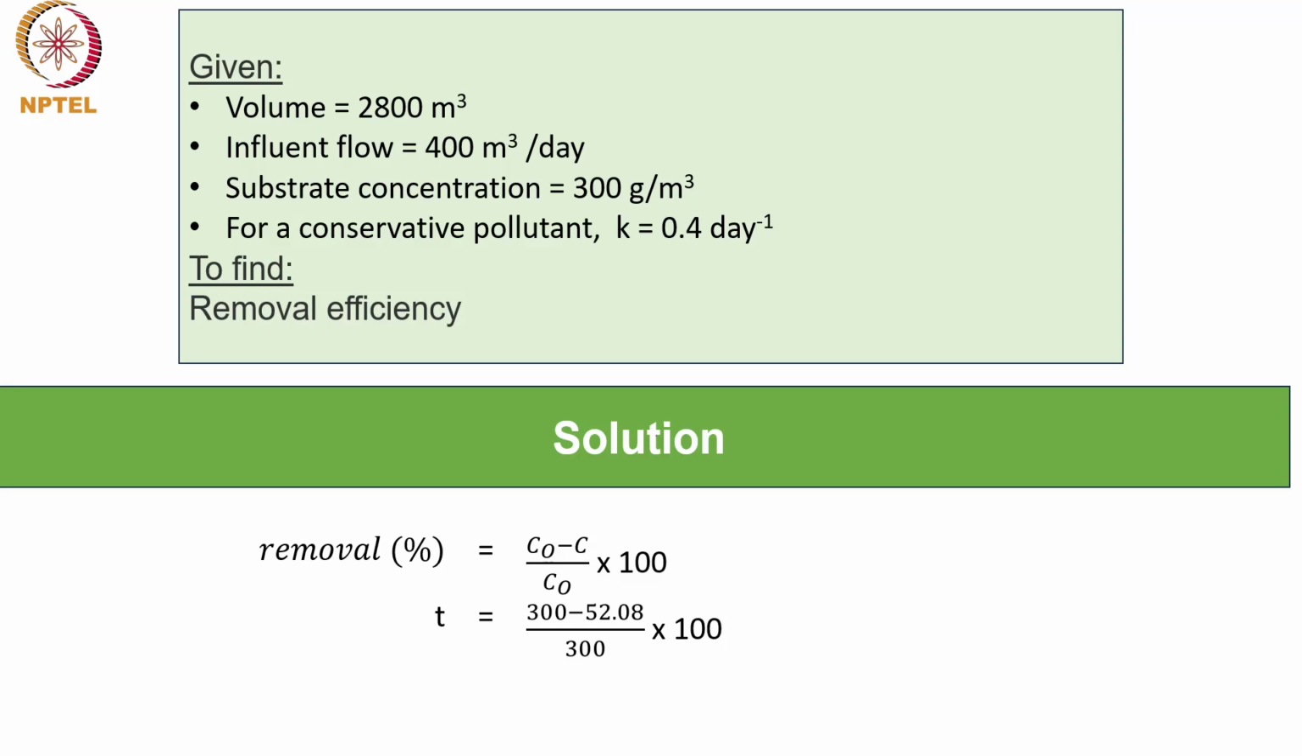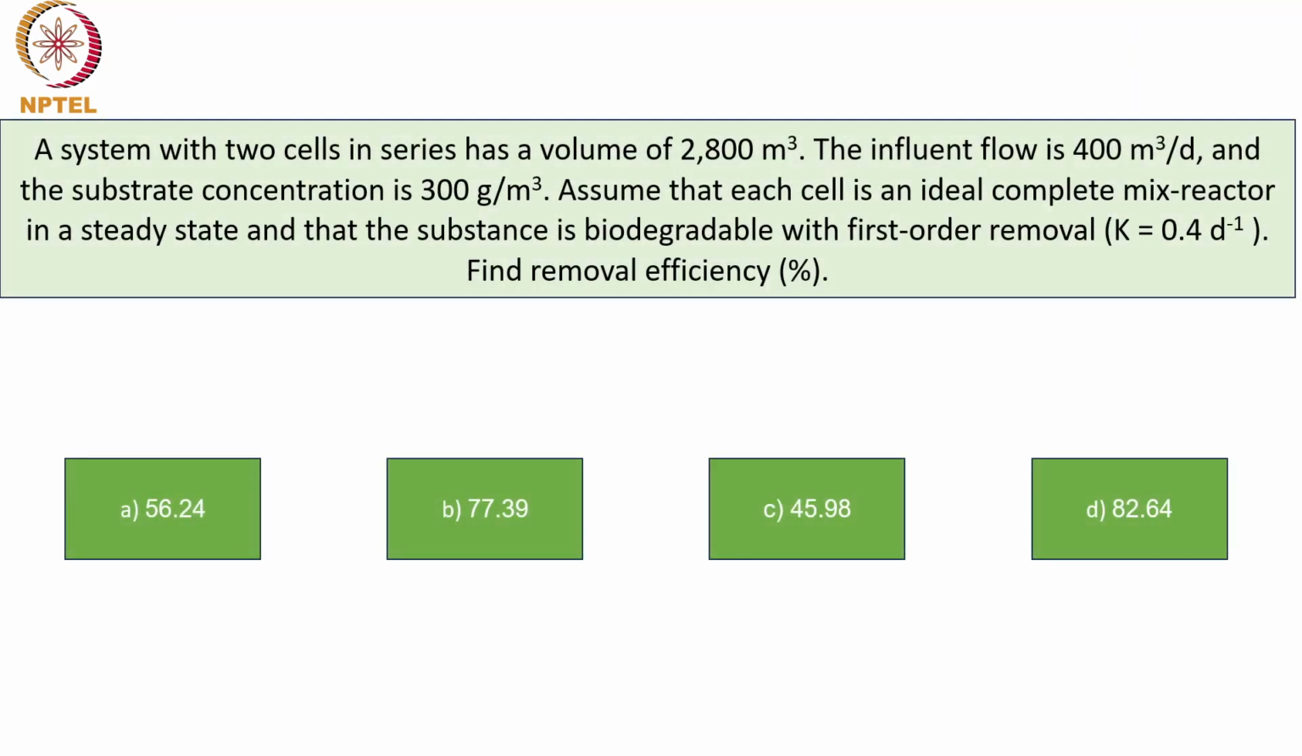I'll wait for 2 minutes. Now the time is 7:33. I will ask at 7:35. Ma'am, please show the options. Yeah, sure, Pooja. It is 56.24, 77.39, 45.98, and 82.64.